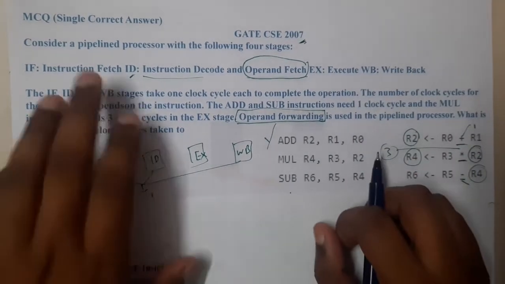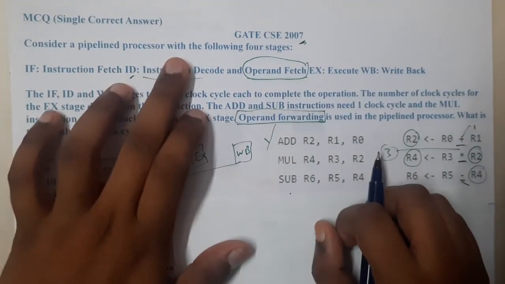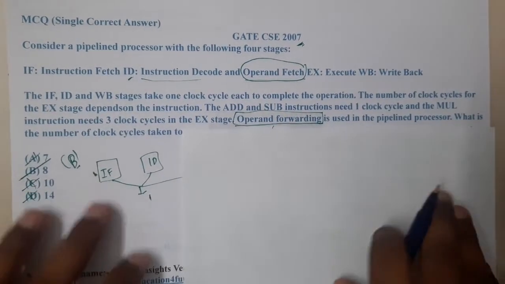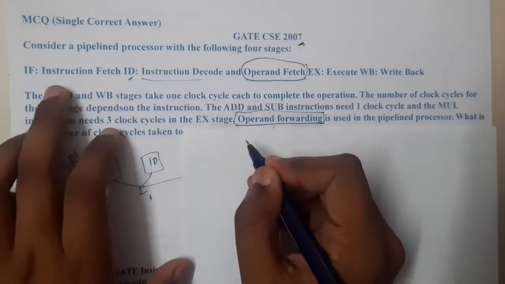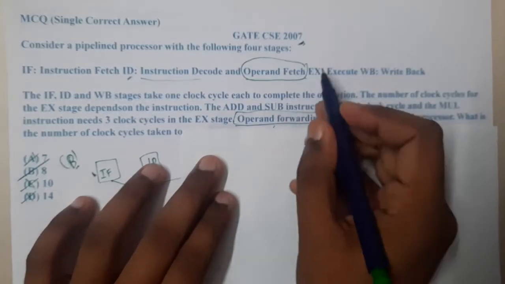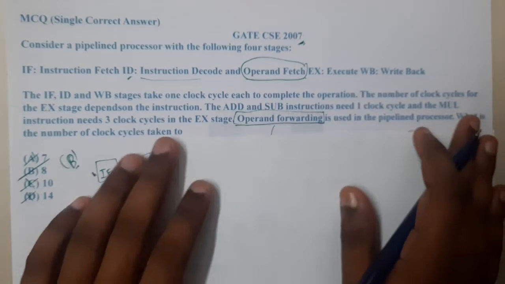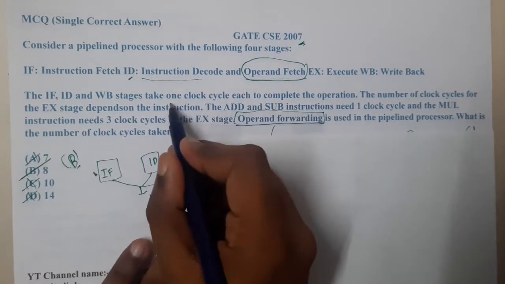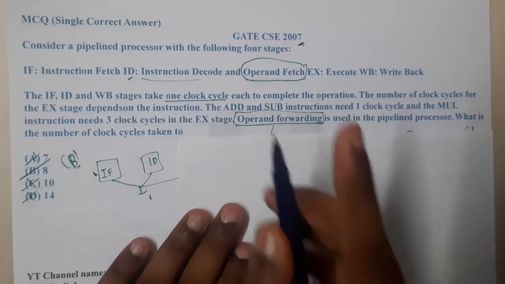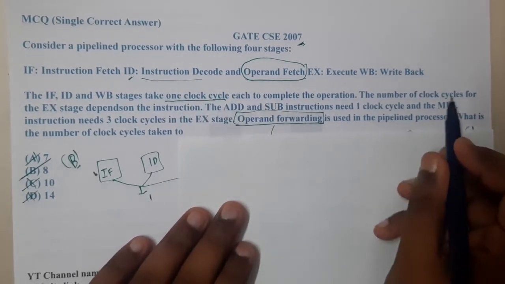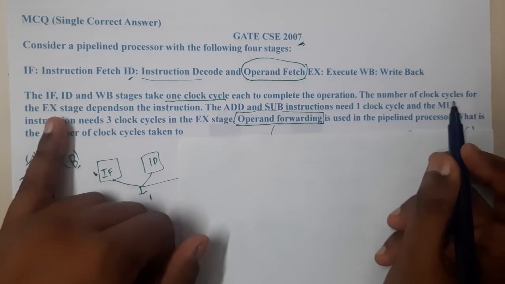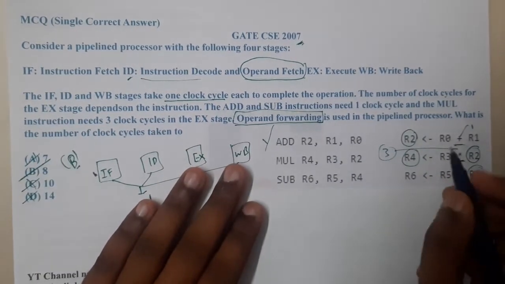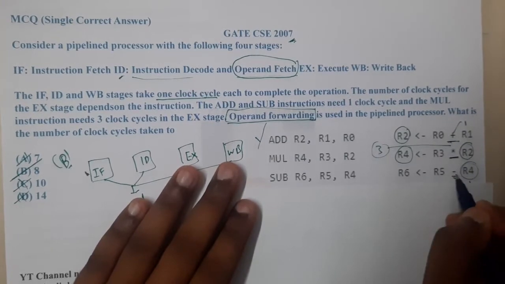The given question is: consider a pipeline processor with the following 4 stages. So they clearly gave what those 4 stages are, right? Yes. They are instruction fetch, instruction decode, instruction execute and write back. They told that instruction fetch, instruction decode and write back will take 1 clock cycle each. The number of clock cycles for execution depends on the operation. Basically here they give 3 different operations guys: addition, multiplication, subtraction.